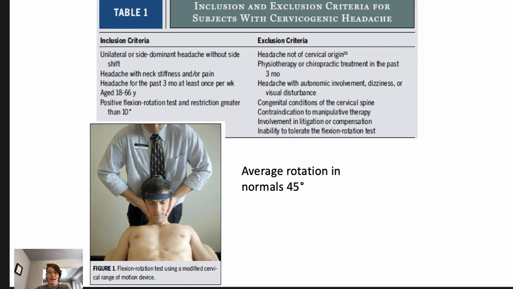So it may not be that everyone, unlike what the clinical practice guideline kind of suggests, should receive a C1-2 SNAG, but definitely those that have a positive flexion rotation test, it would be wise of us to include an AA intervention when we've diagnosed them with an AA problem.